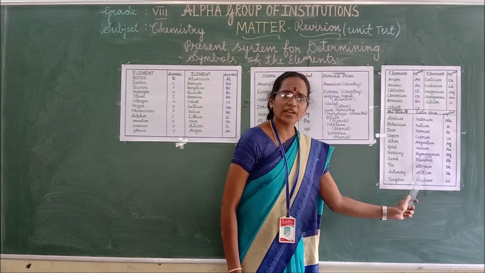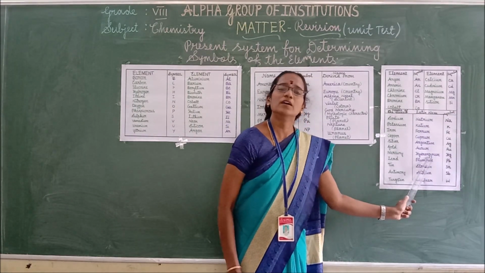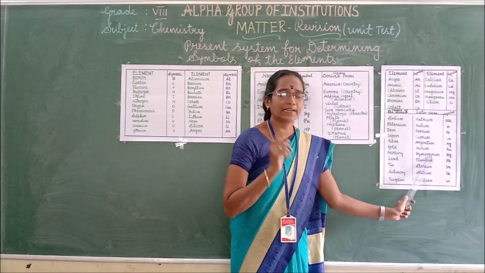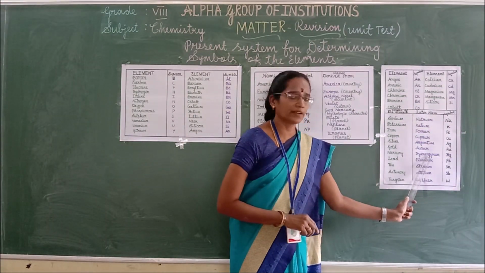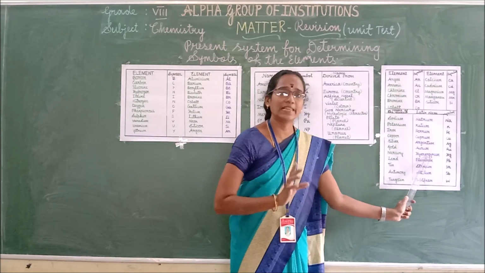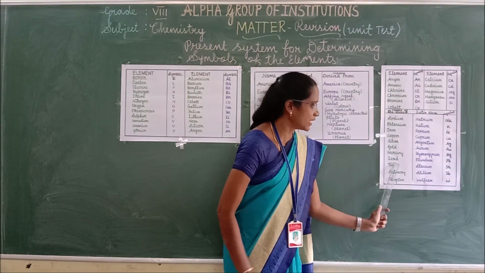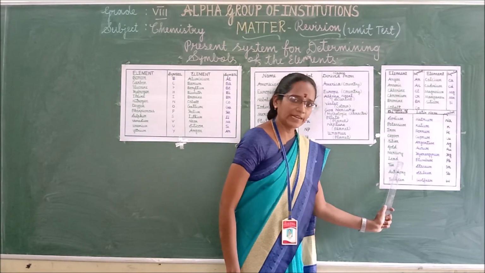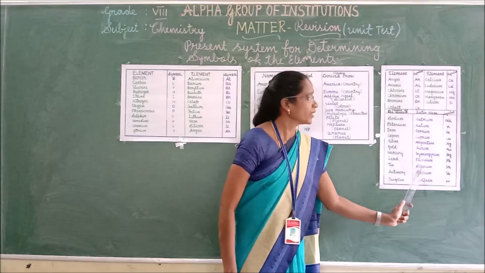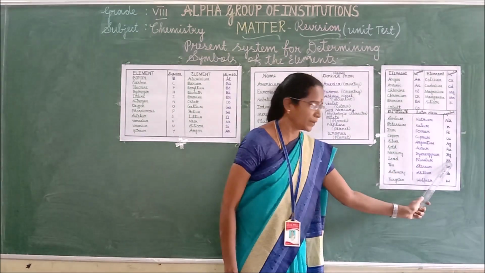What is the meaning of hydrargyrum? Hydrargyrum means liquid silver. Okay, in Latin, liquid silver. The meaning of hydrargyrum is liquid silver. Next, lead. Latin name of lead is plumbum. Okay, and its symbol is Pb.